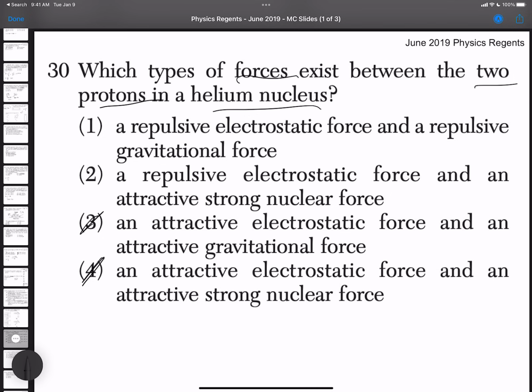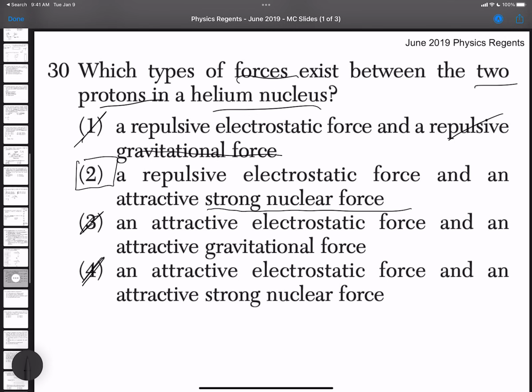We also know that the gravitational force between 2 objects with mass is always attractive. And so we can eliminate answer choice 1 because it's describing a repulsive gravitational force, and it is always an attractive one. And so the answer is answer choice 2, right? So it is the strong nuclear force that keeps those protons in the helium nucleus from moving apart from each other and creating an unstable nucleus.